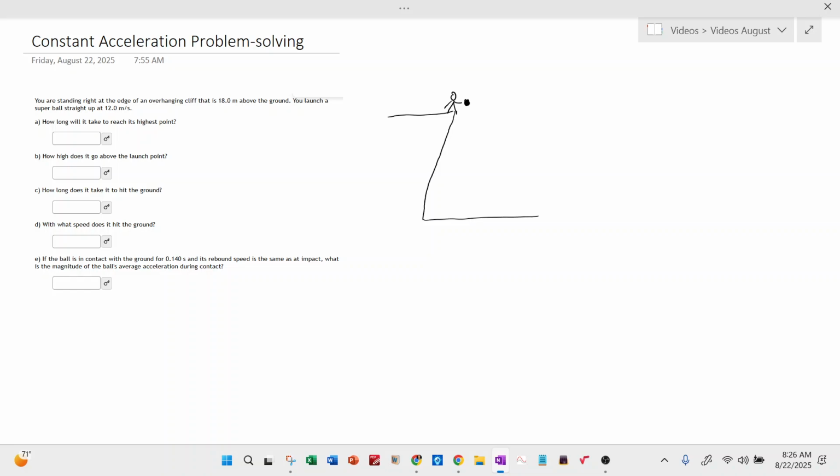So they said this is 18 meters high. So I'm going to label that 18 meters. And they said that the initial velocity of the ball is 12 meters a second straight up. And I'll label that V0.